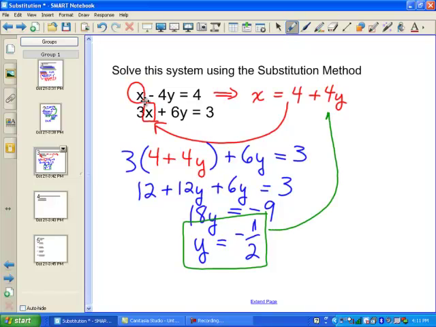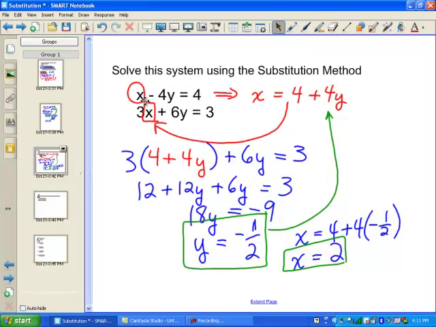I'm going to substitute back in here, and x equals 4 plus 4 times negative 1/2. So x equals 4 minus 2. X equals 2. Okay? So the coordinate pair that satisfies this system of simultaneous equations is the coordinate pair 2, negative 1/2.